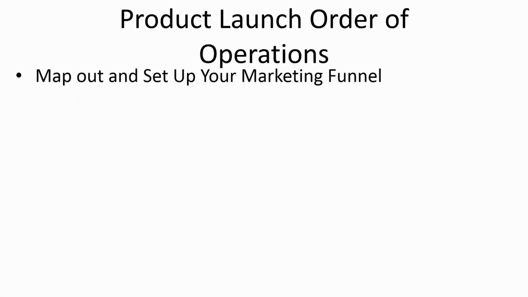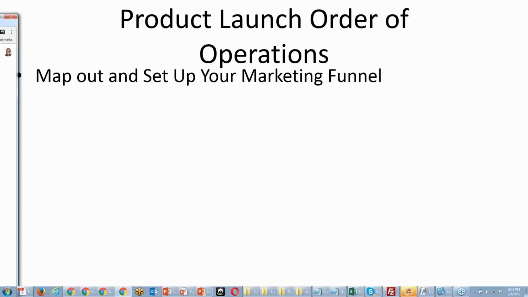So let's talk about the order of operations and the order that you need to do things. The first thing you're going to want to do is map out and set up your sales and marketing funnel, so let's talk about what that means. I'm going to open up Warrior Plus here. How many of you have set up a sales funnel on Warrior Plus before? If you haven't, this is going to be instructive for you. You've probably seen a number of people set up a funnel on JVZoo. So we're going to set one up on Warrior Plus.